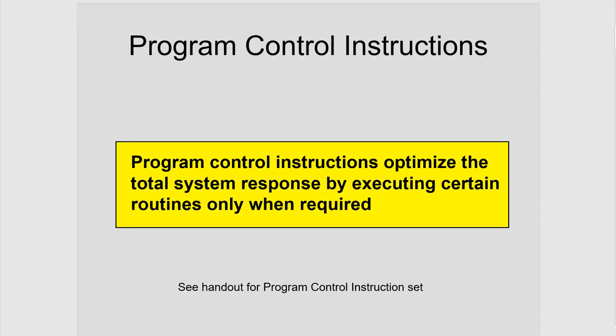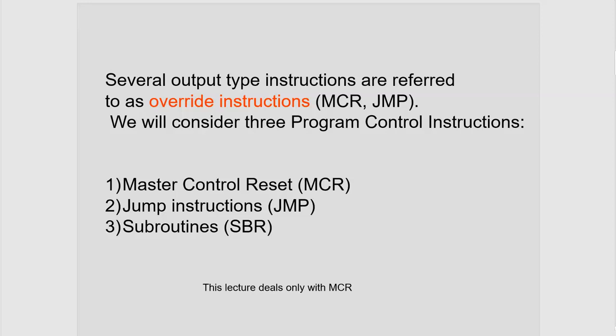So, there are basically three that we'll deal with. Two of the three are referred to as override instructions. So we'll deal with the master control reset, which is what this PowerPoint is about. And then the next PowerPoint, we'll talk about the jump instruction and the subroutine. And you'll actually practice, mainly subroutine. That'll be part of your lab. You'll practice these instructions in your lab for Lab 5, your final lab.